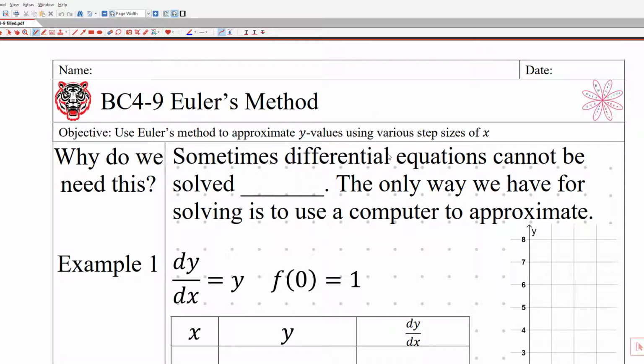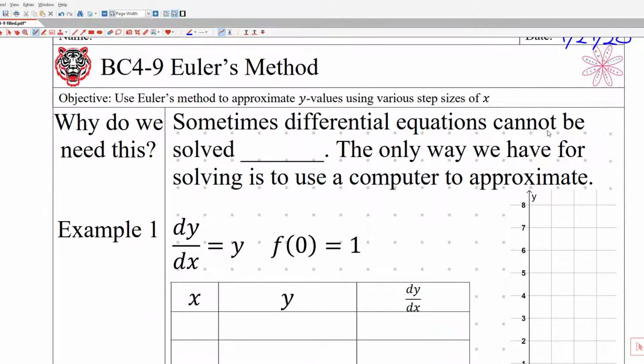This is AP Calculus BC, lesson 4-9. This is Euler's method. Today's date is Monday, April 27th, 2020. So our objective today is to use Euler's method to approximate y values using various step sizes of x.